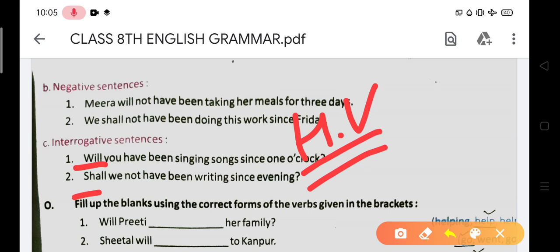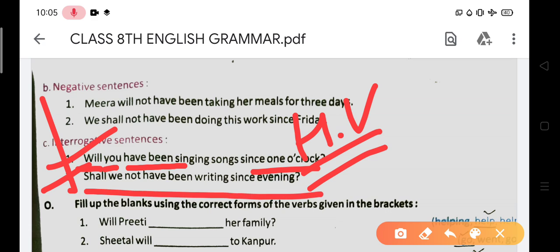Listen carefully. Very first you have used the helping verb, and then the subject, and "have been" is also part of the helping verb. So: will you have been, main verb plus -ing, singing songs since 1 o'clock. Because this shows the time, and your time is 1 o'clock, that is the point of time, we use "since". So: will you have been singing songs since 1 o'clock? And after that the second sentence: shall I not have been writing since evening?